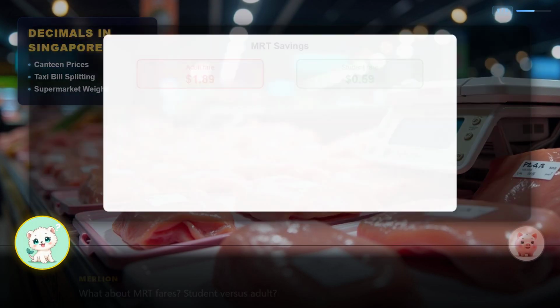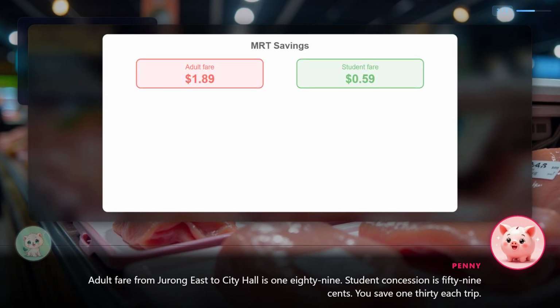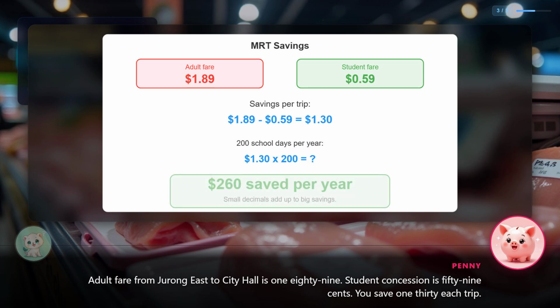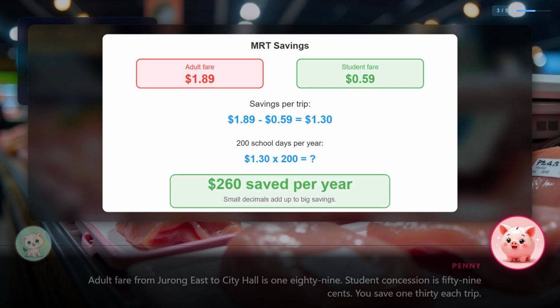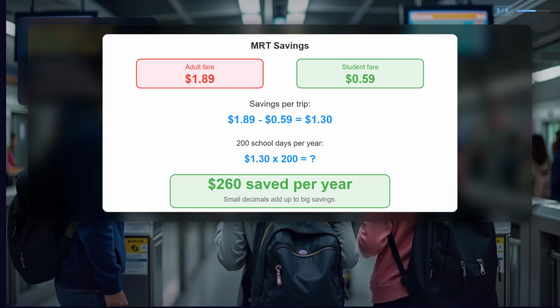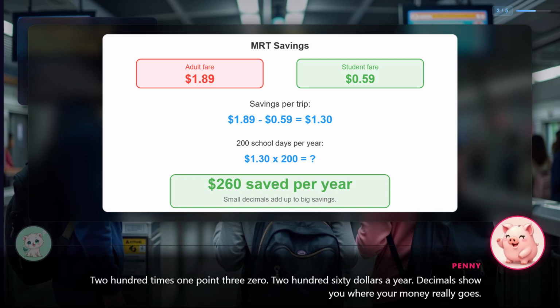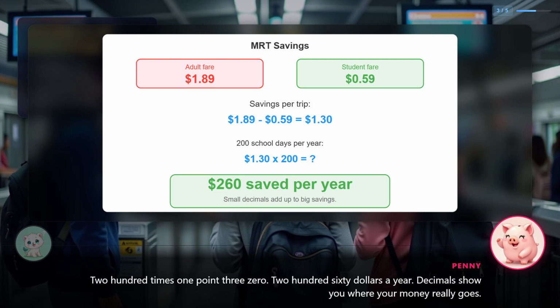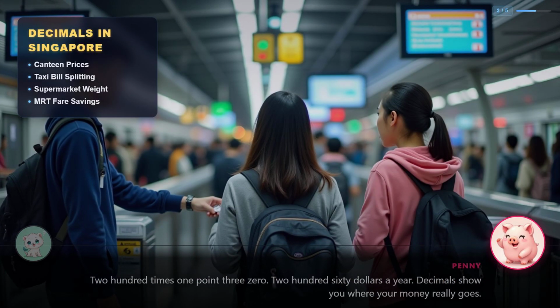What about MRT fares? Student versus adult? Adult fare from Jurong East to City Hall is $1.89. Student concession is 59 cents. You save $1.30 each trip. Over 200 school days. How much is that? 200 times 1.30, $260 a year. Decimals show you where your money really goes.